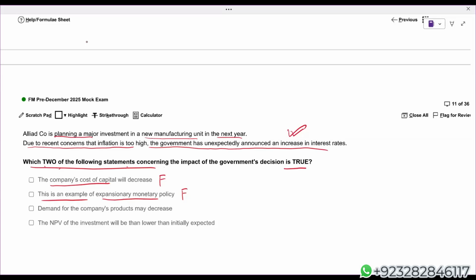Demand for the company's product may decrease. That makes sense. There's a possibility that your product is so expensive that, in order to buy it, people need financing. If interest rate increases, people will not take the loan to buy your product. The NPV of the investment will be lower, yes, because an increase in interest rate will increase your WACC. When WACC increases, then obviously your NPV will reduce.